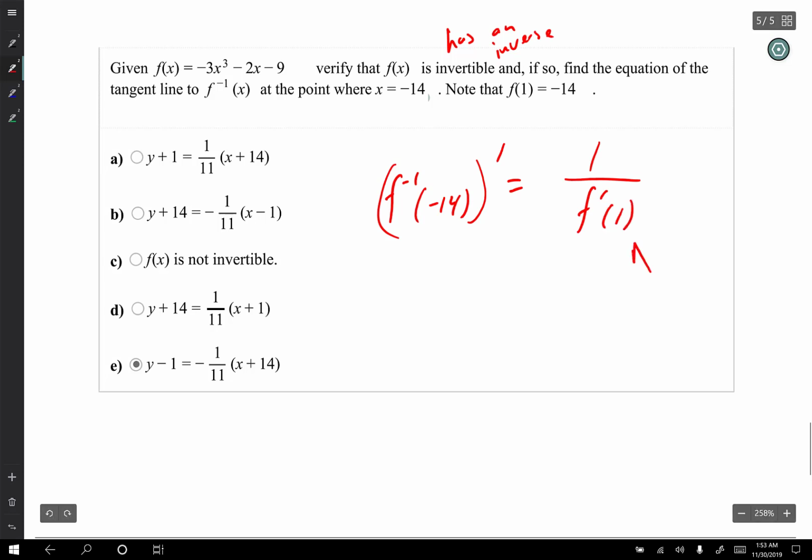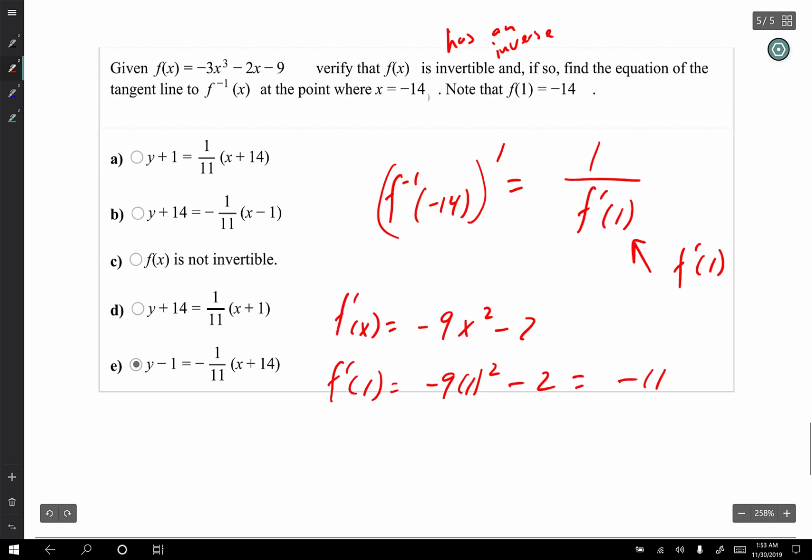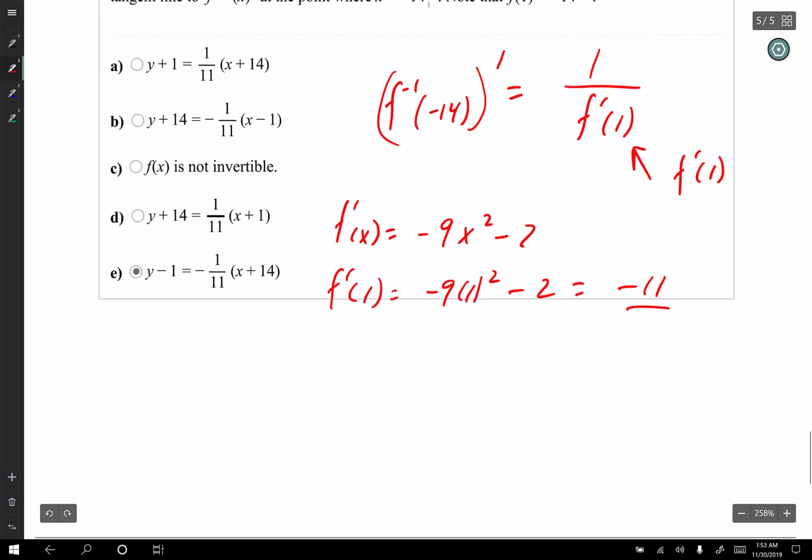So I need to find f prime of 1. So here we go, guys. f prime of x equals negative 9x squared minus 2. So f prime of 1 equals negative 9 times 1 squared minus 2, so negative 11. So now that I know that my slope for my tangent line for my inverse is the reciprocal, so 1 over 11, negative 1 over 11.